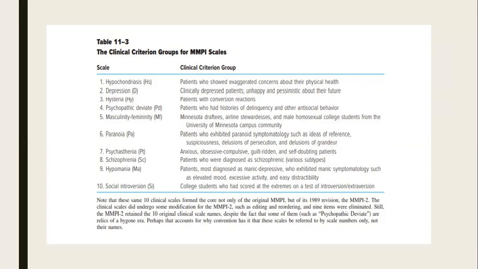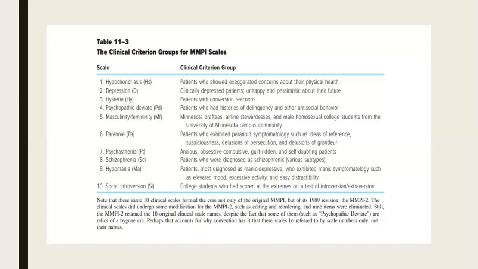Members of the clinical criterion group for each scale were presumed to have met the criteria for inclusion in the category named in the scale. So as you can see, there's a scale and there's a clinical criterion group. One example is hypochondriasis, with its clinical criterion group being patients who showed exaggerated concerns about their physical health. For depression, clinically depressed patients unhappy and pessimistic about their future. Hysteria, patients with conversion reactions. Psychopathic deviate, patients who had histories of delinquency and other antisocial behavior.